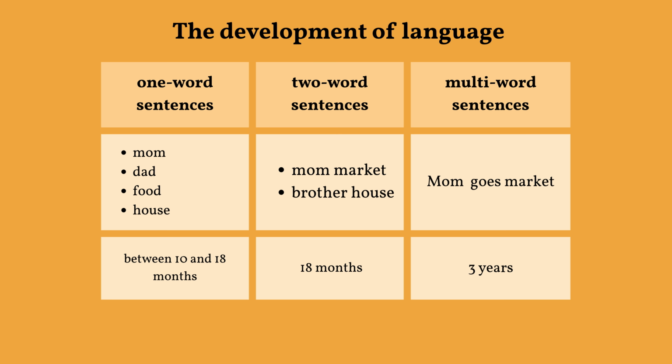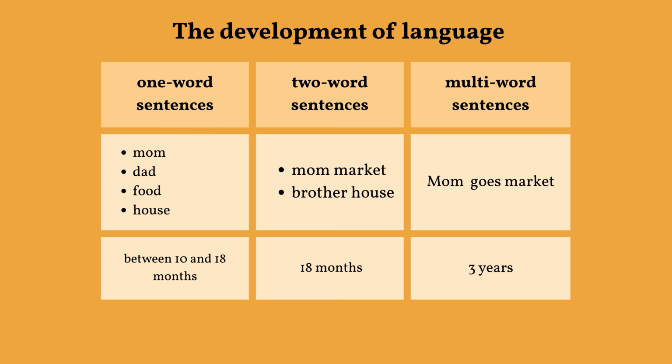If children start using words to express themselves, it means their language is developing. A child can speak either one-word sentences, two-word sentences, or multi-word sentences. When a child says only one word to make something clear, we call it a one-word sentence. This often involves the words mom, dad, food, house. These one-word sentences are often spoken between 10 and 18 months.